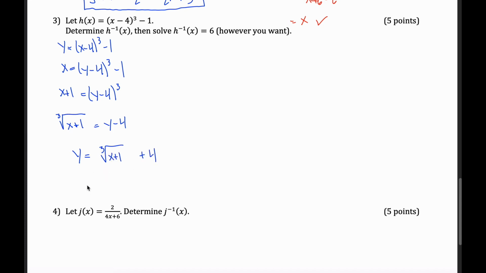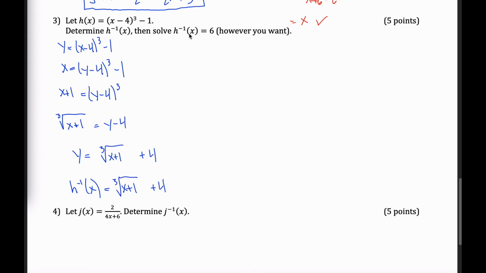And while I think this would be a totally acceptable answer, I'm going to go ahead and do what I said that I would do in the videos and rewrite the y as h inverse of x, because technically that's what it asks for. So h inverse of x is this cube root of x plus 1, plus 4. And much like number 2, you're not done after you figure that out. I ask you to do something with that.